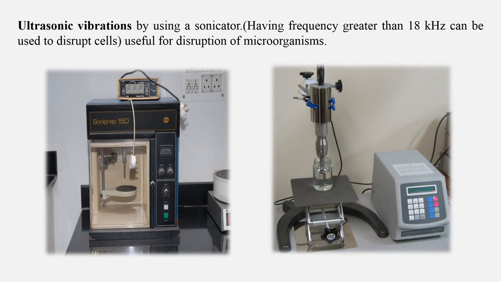Ultrasonic vibrations by using a sonicator having frequency greater than 18 kHz can be used to disrupt cells, useful for disruption of microorganisms. الاهتزاز باستخدام الموجات الفوق الصوتية باستخدام جهاز السونيكيتر الذي يحتوي على ترددات أعلى من 18 كيلو هرتز، تستخدم لتحطيم الخلايا، مفيد في تحطيم الخلايا المجهرية كالبكتيريا.